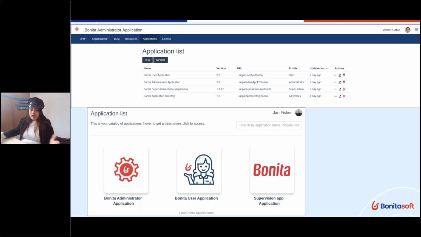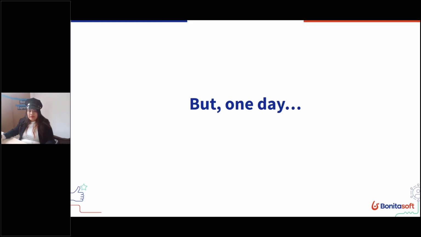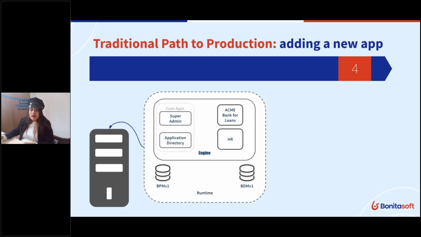So we were really happy because of this. Our application was in there, accessible for our clients, and in parallel, we could connect as a super admin or use the application directory, right? Then one day, what happened? The Acme Bank decided that they needed the process approach for other applications. So in here is the human resources. So it's adding a new application.